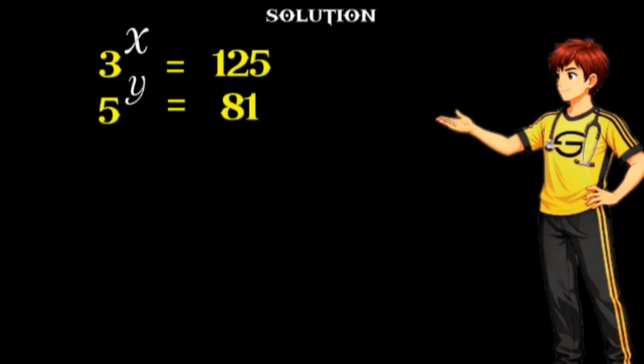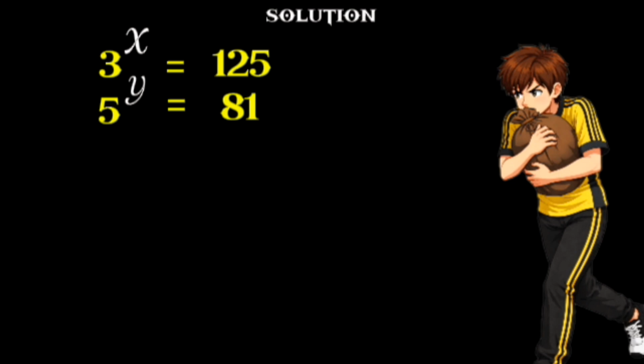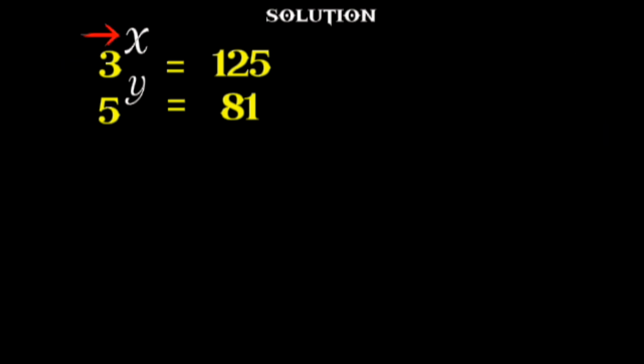Have you ever seen a math question that looks impossible at first glance, but hides a beautiful secret inside it? Today's challenge says 3 raised to the power of x equals 125, and 5 raised to the power of y equals 81. And then it asks the big question: what is x multiplied by y?